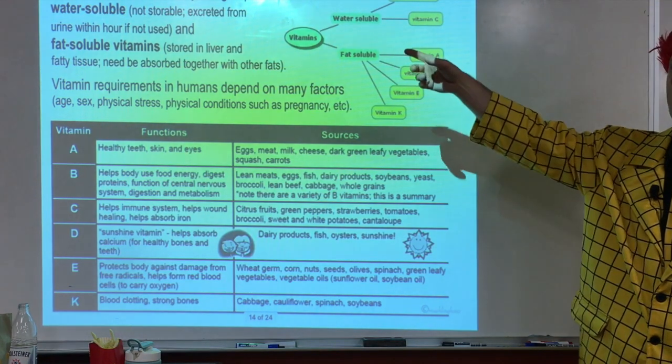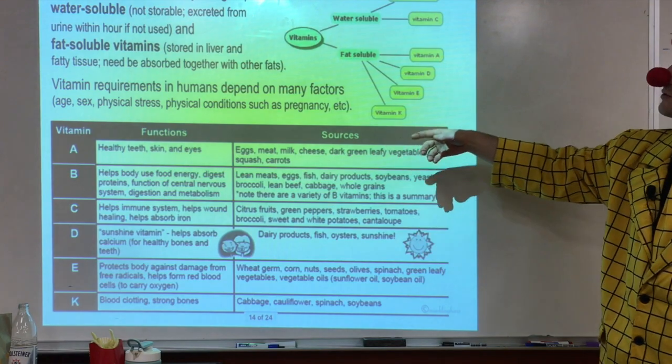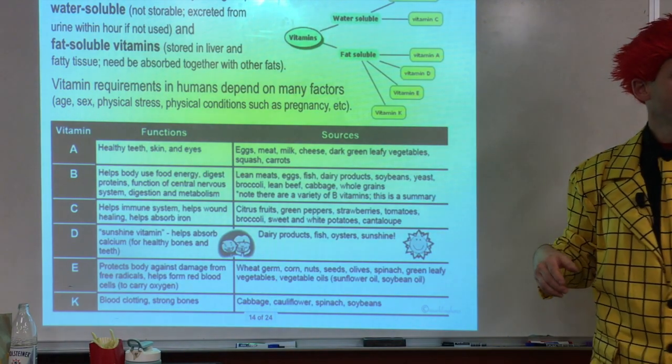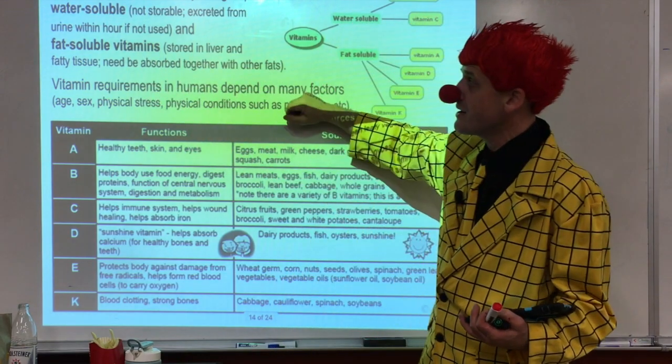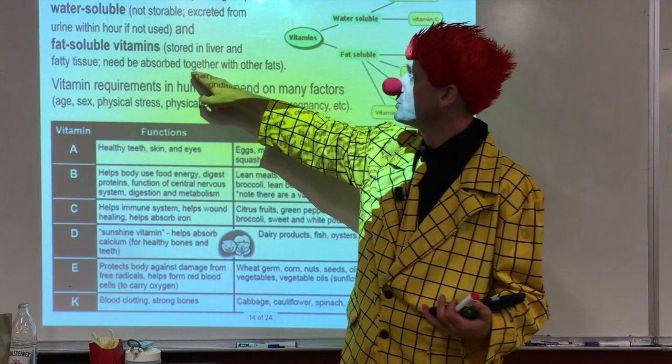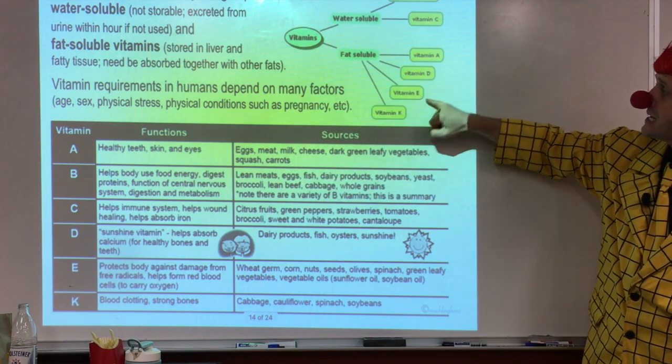So those are not the ones you take once a day, unless they don't digest, then it doesn't matter. That's maybe why they're called once a day, I'm not sure. And then we have fat-soluble vitamins, and those are stored in the liver and in fatty tissues. They need to be absorbed together with other fats, and those are traditionally your A, D, E, and K.